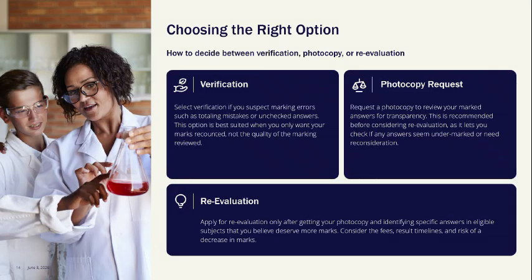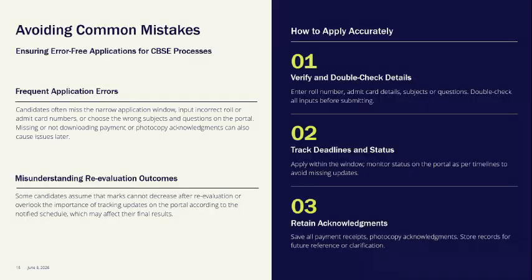After re-evaluation, marks may increase if additional marks are justified. Marks may decrease if the re-evaluator finds the original marking was generous. Marks may remain unchanged if the original evaluation was accurate. Whatever the outcome, the revised marks become part of your official record and are considered final.